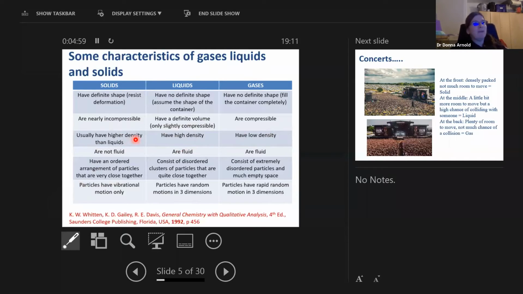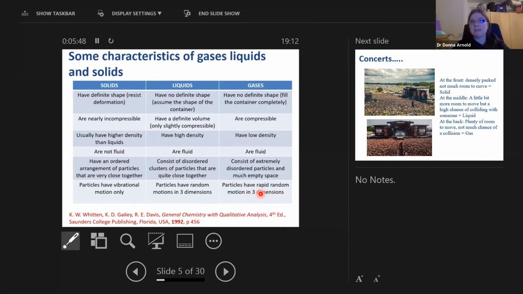Solids are not fluid, they don't move around very much. Liquids are fluid, gases are also fluid. Solids can have an ordered arrangement of molecules. They're packed quite close together, so they tend to order in a nice fashion. Liquids tend to be disordered and have clusters of particles, and gases consist of extremely disordered particles, and there's much empty space in there. If we think about how much things can move, particles in a solid can have vibrational motion only. So they can just move a little bit within space. They can't move lots. Liquids, they can move in 3 dimensions, but they might collide with each other. There's still a chance of meeting another molecule. And if we think about gas, they can have rapid, random motion in 3 directions.